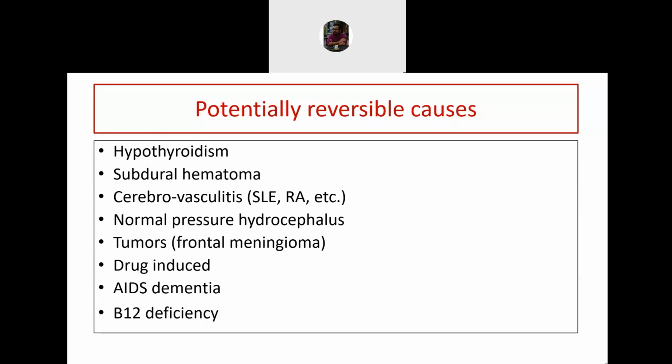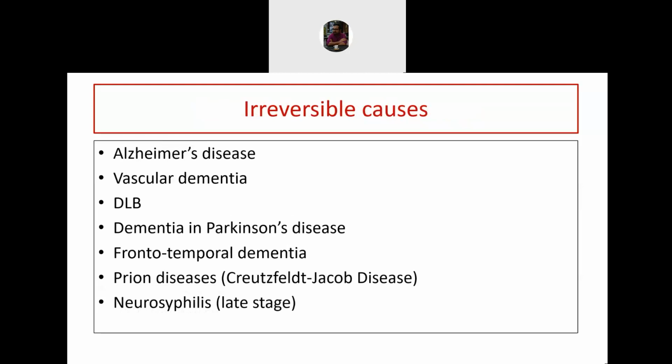However, there are some causes which cannot be totally reversed. These include degenerative diseases like Alzheimer's, diseases where strokes damage the brain like vascular dementia, diseases where abnormal proteins deposit in the brain like dementia with Lewy body or dementia in Parkinson's disease, diseases where there is atrophy of the frontal lobe, so decision making ability goes away, and the person behaves in a weird way, like the frontotemporal dementia.